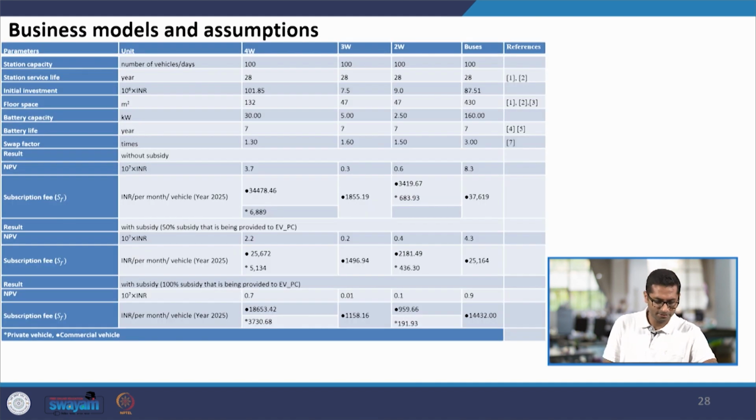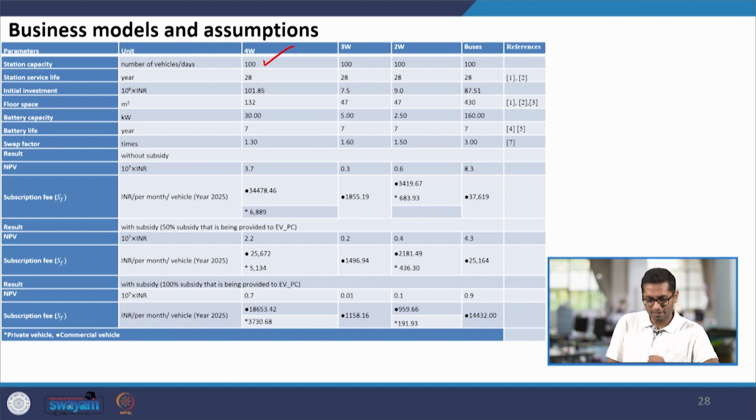And this is how the business models look for the different modes, like the 4-wheelers, 3-wheelers, 2-wheelers, and buses. It was assumed that it would have around 100 vehicles per day, lasting for 28 years. We know the floor space, and the capacity of the battery was around 30 kilowatt, and then we also had the NPV calculated for the different modes based upon the subscription fees. So, we could calculate the subscription fees both for the private and the commercial ones.